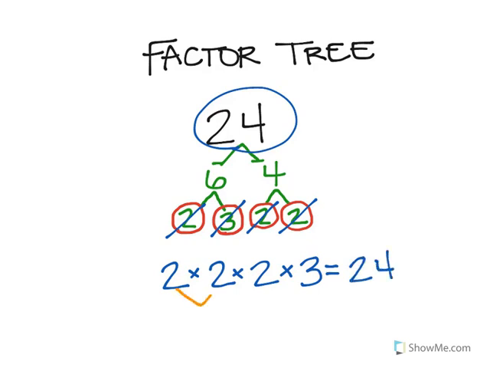Start off with 2 times 2, which would give us 4. 4 times 2, which would give us 8. And 8 times 3, which leads us right back to 24. Perfect way to start. Got us right back to the beginning, right where we wanted.